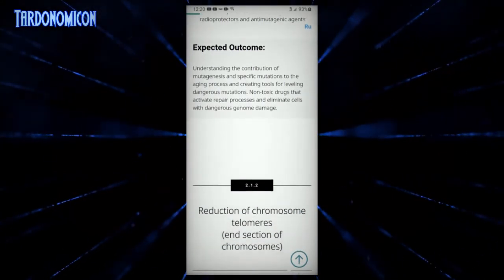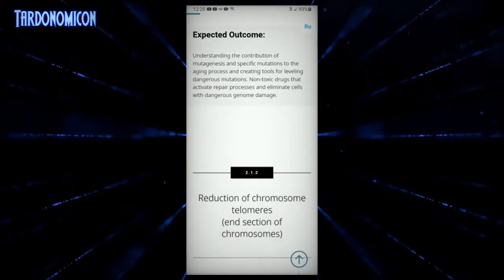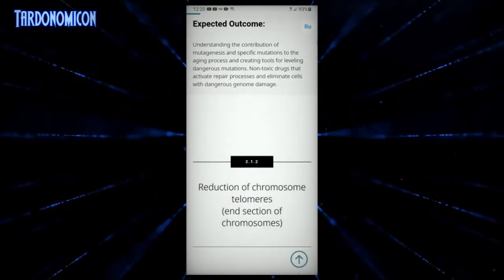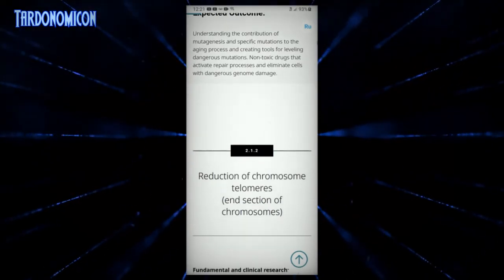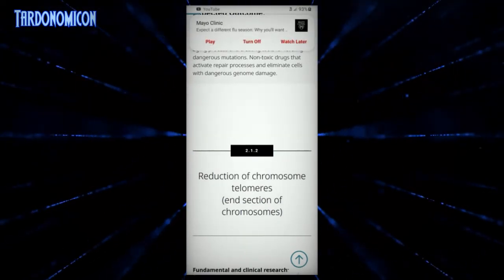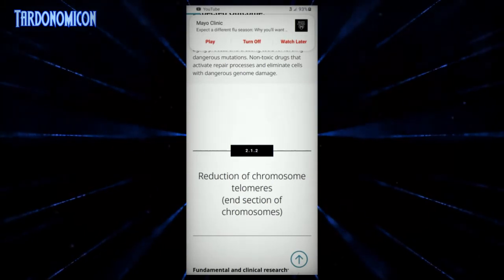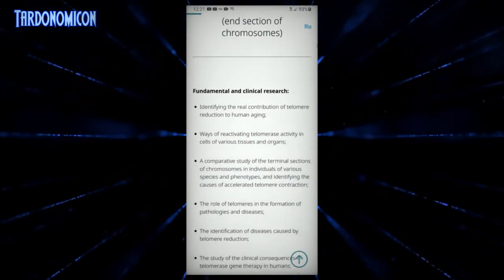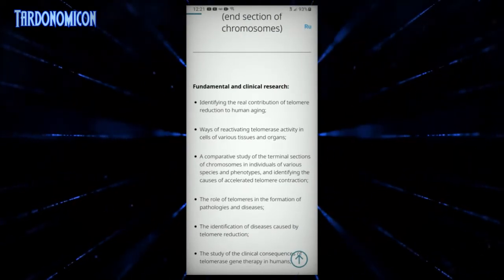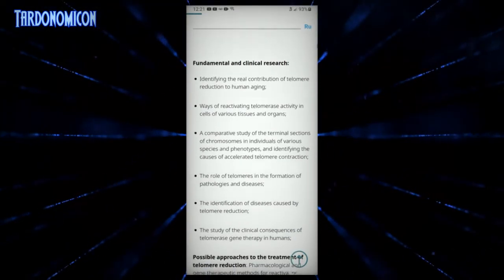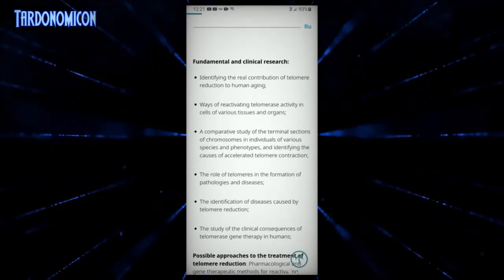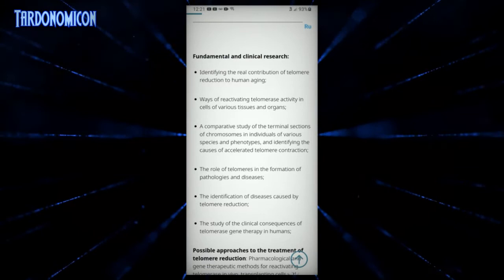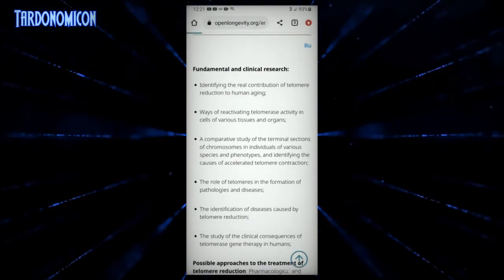Expected outcome: understanding the contribution of mutagenesis and specific mutations to the aging process and creating tools for leveling dangerous mutations, non-toxic drugs that activate repair processes and eliminate cells with dangerous genome damage. Reduction of chromosome telomeres. So fundamental and clinical, identifying the real contribution of telomere reduction in human aging. It's iffy whether telomeres actually play a role in that, but it seems to. So there's good evidence both ways, but it seems like there's other evidence that says not really that much.